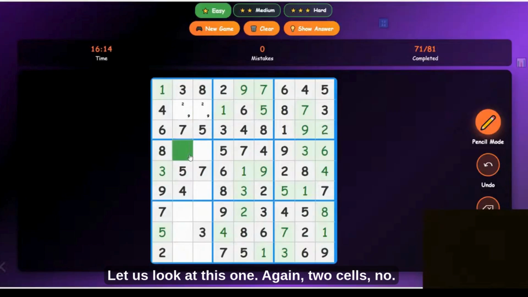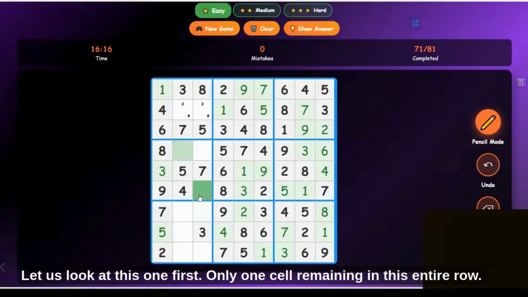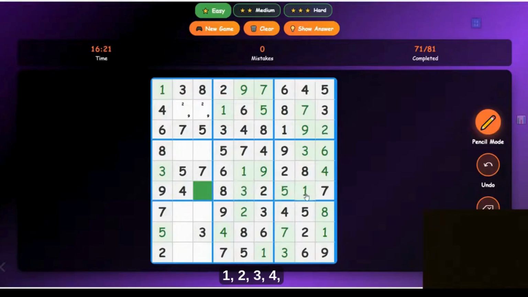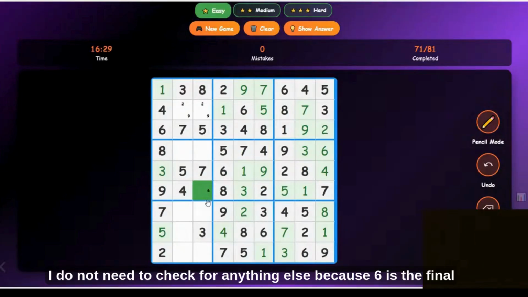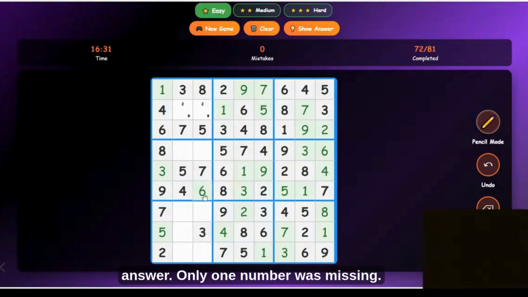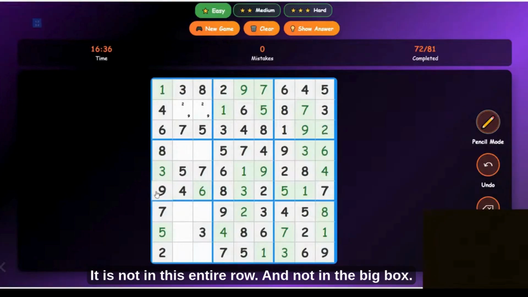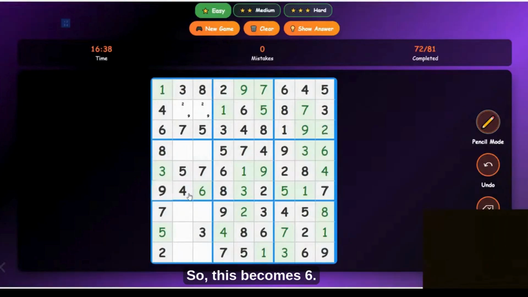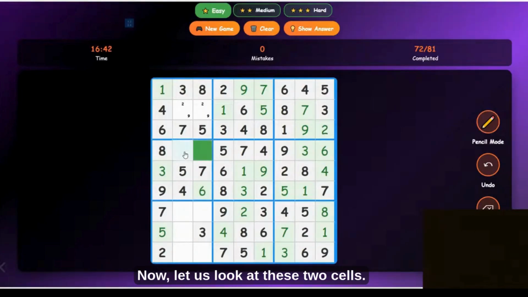Let's look at this one. Again, 2 cells, no. Let's look at this one first. Only 1 cell remaining in this entire row. So let's start with that. 1, 2, 3, 4, 5, 6 is missing. So this final answer is 6. I don't need to check for anything else because 6 is the final answer. Only 1 number was missing. And 6 is not there in this row, entire column, it's not in this entire row and not in the big box. So this becomes 6.